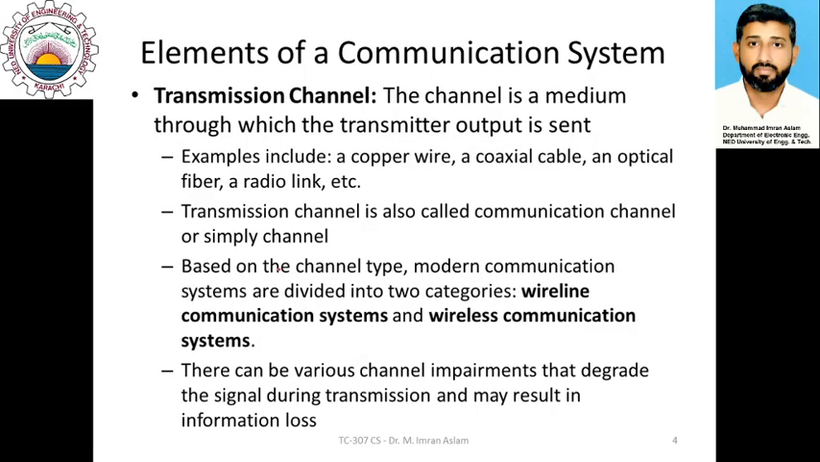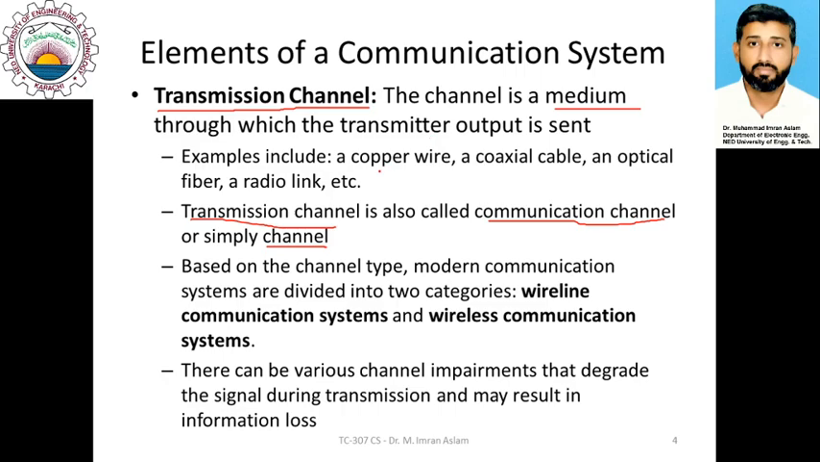The next element in the communication system is the transmission channel. The word channel or transmission channel or communication channel, we use all these terms to identify the transmission channel. This is actually the main part of the communication system which carries the signal to a longer distance. So this channel is actually the medium which takes the output from the transmitter and delivers it to the receiver side. So this medium can be of variety of different types.